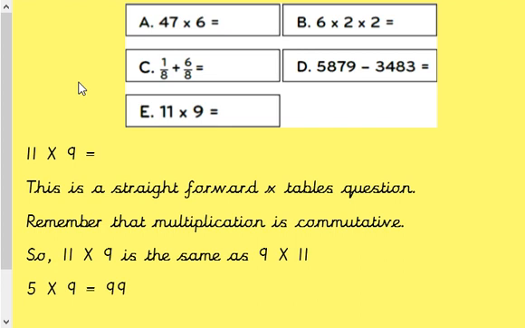Second question, 11 nines, straightforward times table question. Just remember, as I said on the question before, multiplication is commutative. Okay, so 11 nines, well, it's the same as 9 11s. Most of us are really good at our 11 times table. So 9 11s would be 99. Sorry, there's an error there.